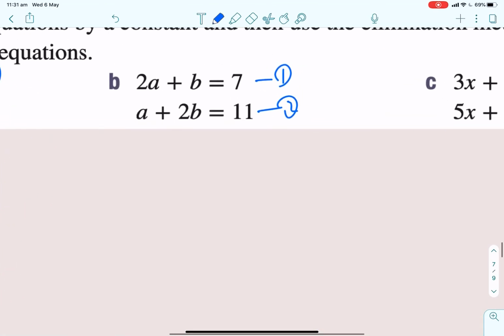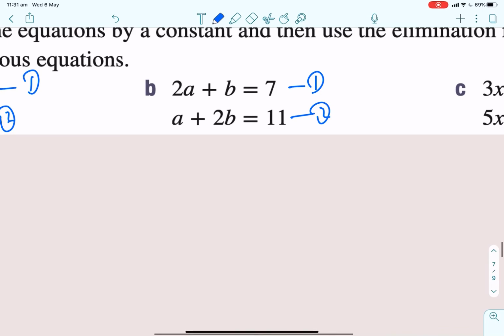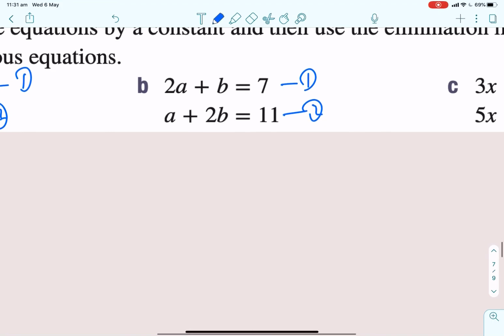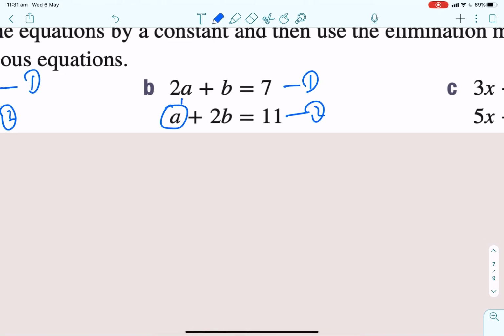Yep. Next one, well, this one, you can make it complicated, but you can times this first one by 2 to get 2b in the first equation, or you can times the second one by 2 to get a 2a. Doesn't really matter which one you use.